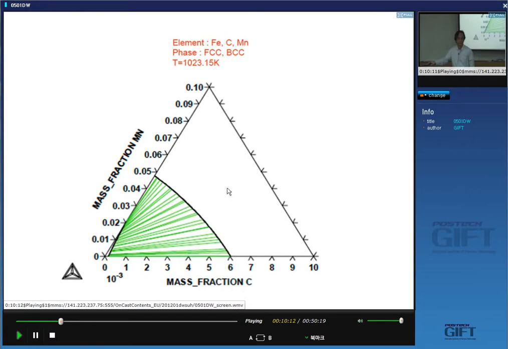So the problem when we handle the growth in a ternary or higher order system is to pick which tie line is really representing the interface composition during the growth. That is the central, critical issue. Which tie line will be the operating tie line? So, the major thing we have to do in this class is to understand which tie line will be the operating tie line among these countless combinations of the composition.